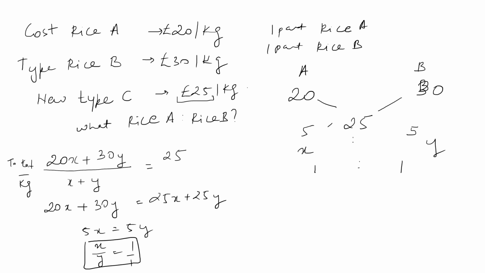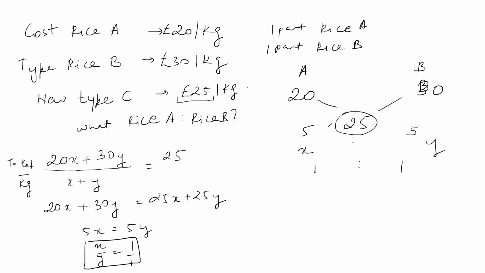Now the concept here is that this value, 25 per kg, will never be less than 20, because then I would just sell rice A, and it will never be more than 30, because then I would just sell rice B. So the new type of rice that you're creating will always be between 20 and 30. Okay, that is why the difference.